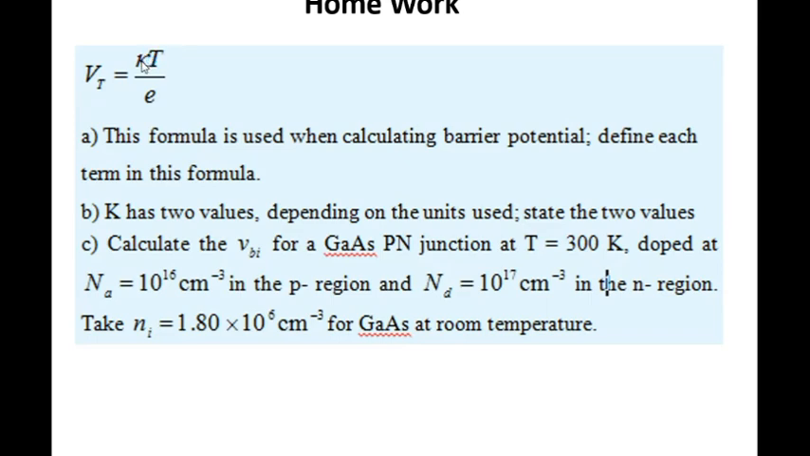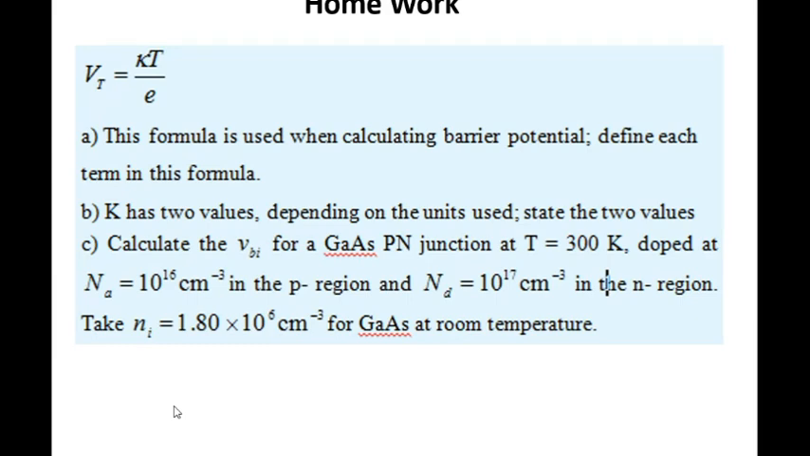K has 2 values, depending on the units used. State the 2 values. Now we said this Boltzmann constant, if you check back what we did earlier on, when we introduced the Boltzmann constant, we gave it two values. One of them is 8.62 times 10 raised to power negative 5 electron volts per Kelvin. The other one, find out what it is.